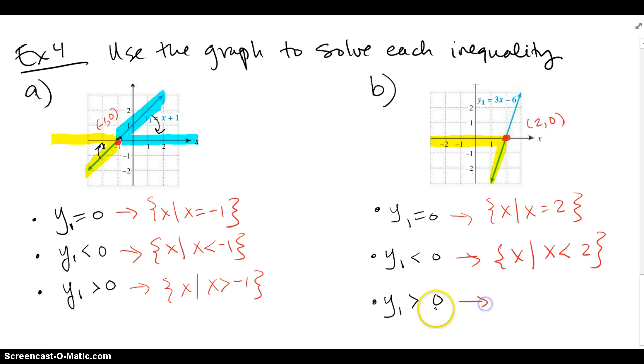When are the y values greater than 0? Well, the y values are positive or greater than 0 right here up above, and those cast a shadow down here on the x-axis for everything to the right of this point, which is 2, 0. So my solution is all the x such that x is greater than 2.